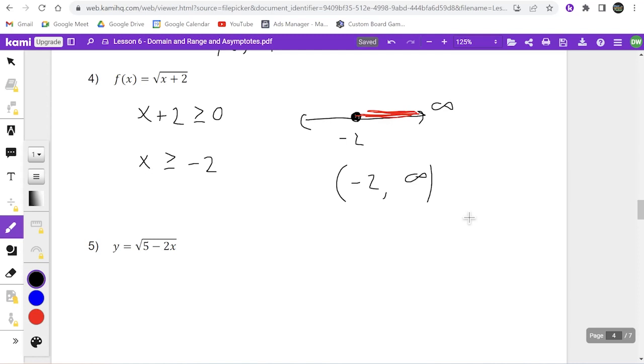The error is the fact that I said greater than or equal to. That means this is not parentheses, it's a square bracket because we want to include it. Okay, so with that being said, there's my answer.